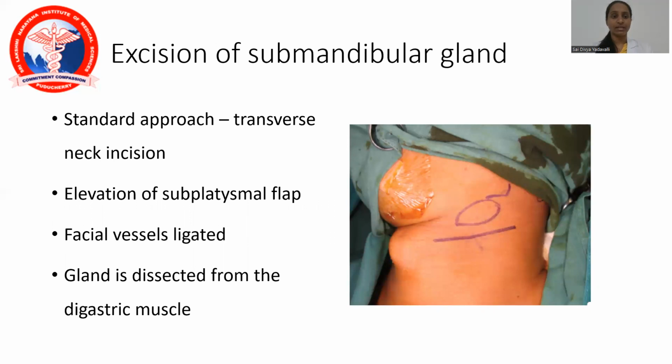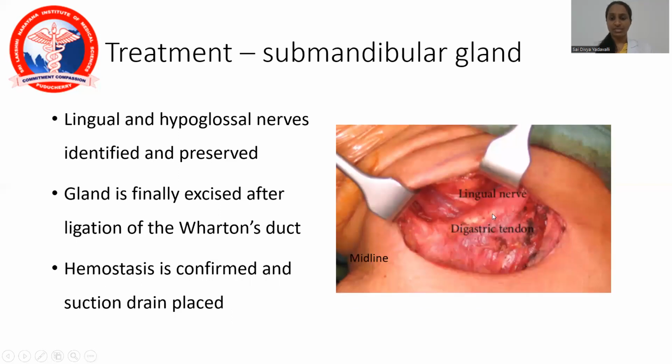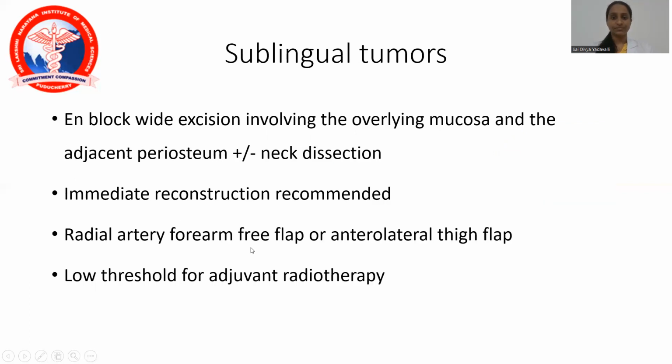Coming to the submandibular gland, the standard approach is to excise the submandibular gland through a transverse neck incision, followed by lifting a subplatysmal flap. The facial vessels which are associated with the gland are ligated, and the gland is dissected from the posterior belly of the digastric muscle. Here you can see the digastric tendon. Below this will be the submandibular gland. The lingual and hypoglossal nerves are identified and preserved. The duct, which is Wharton's duct, is ligated and the gland is excised.